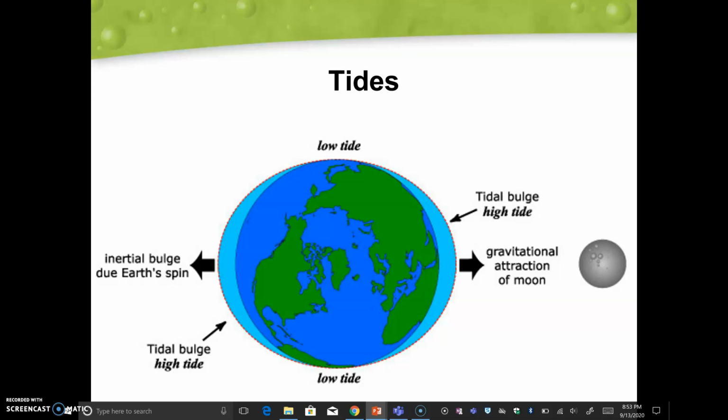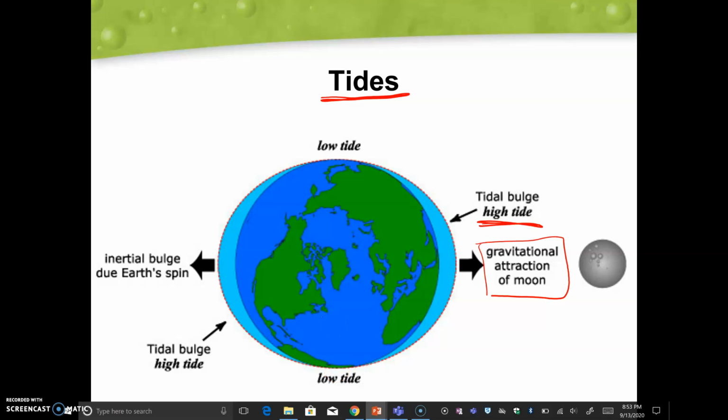But the moon really has a huge impact on our tides. So it really has a huge impact on the ocean. So at high tide, we're talking about our tidal bulge with the attraction to the moon. So our gravitational attraction to the moon is when we're going to have high tide. Our low tide is going to be when the moon is not there.